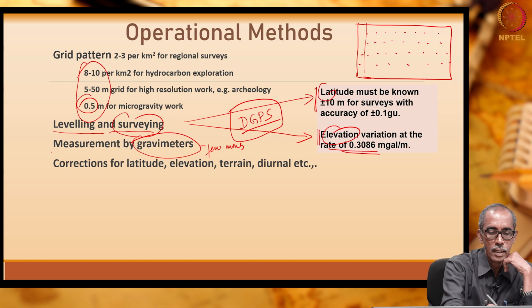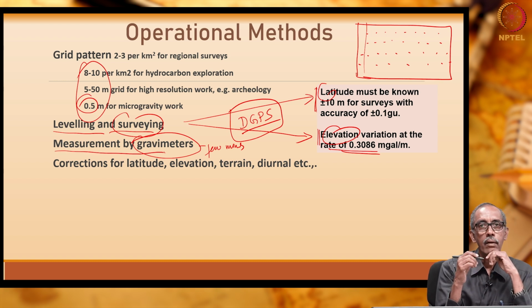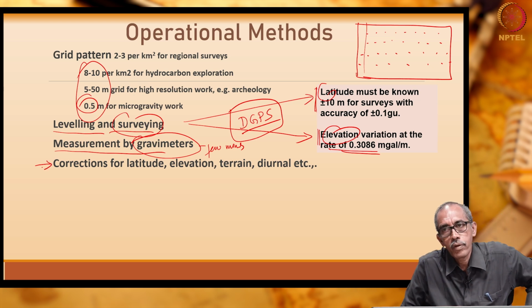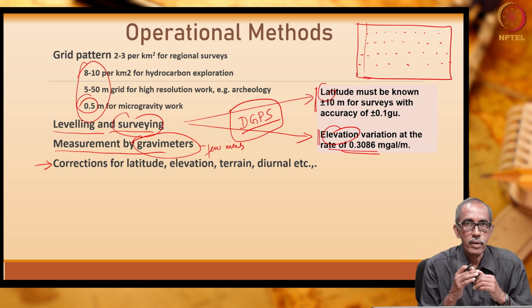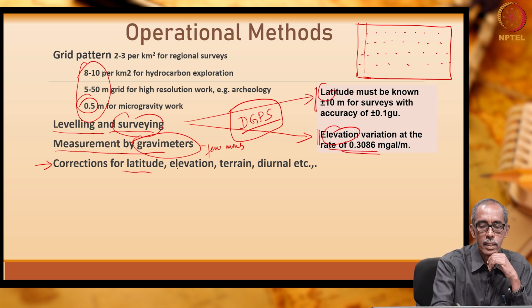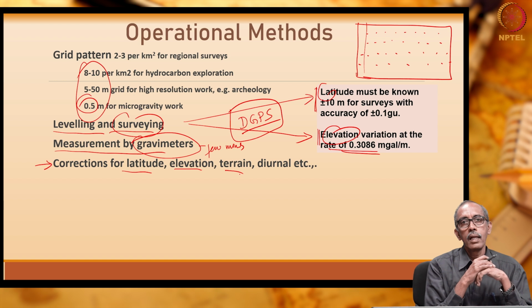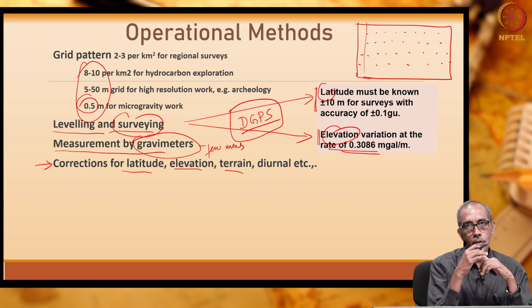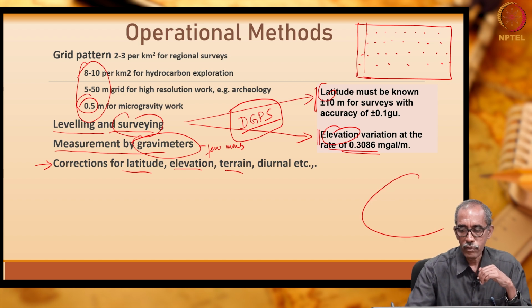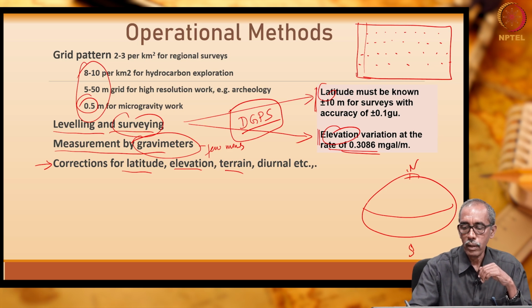Now, we have the readings with us. However, readings have to be corrected. The gravity data which we have has to be corrected for several things. One is latitude. We have seen already that Earth's gravity varies from the equator to the pole.